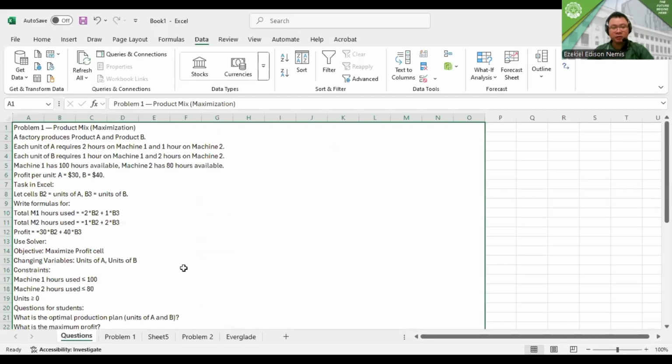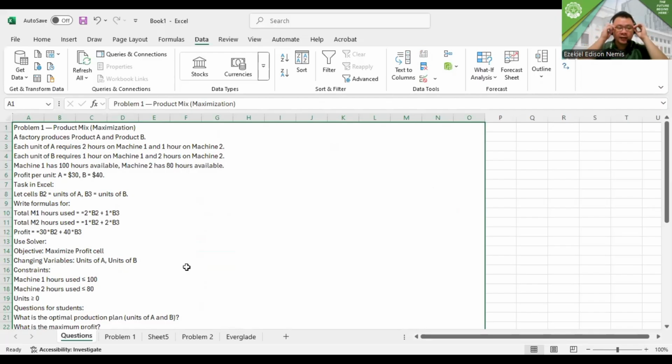So for today, we're going to discuss the sheet work that we have just done last previous meeting, last Tuesday. All right. So let me just open my Excel file. But before that, let us just read the problem first that was needed. So question number one is about product mix maximization.